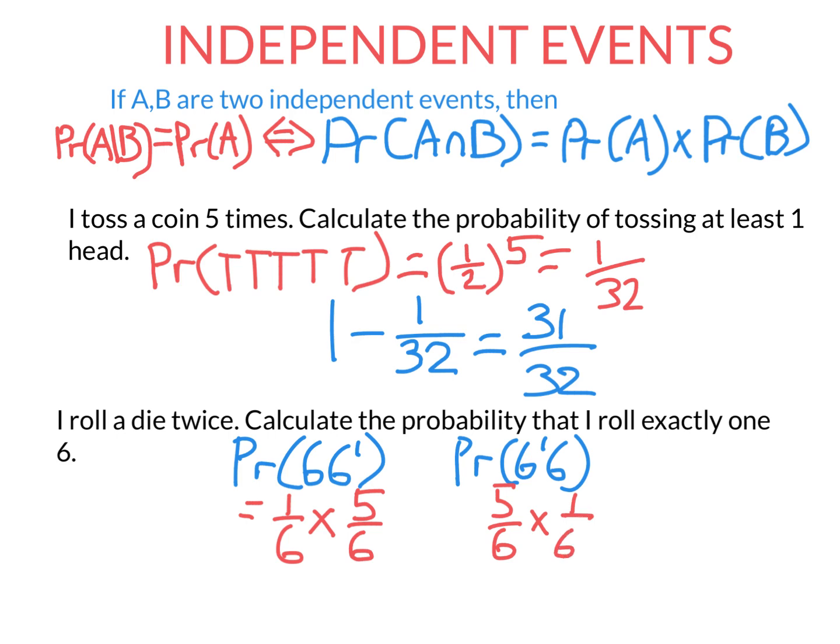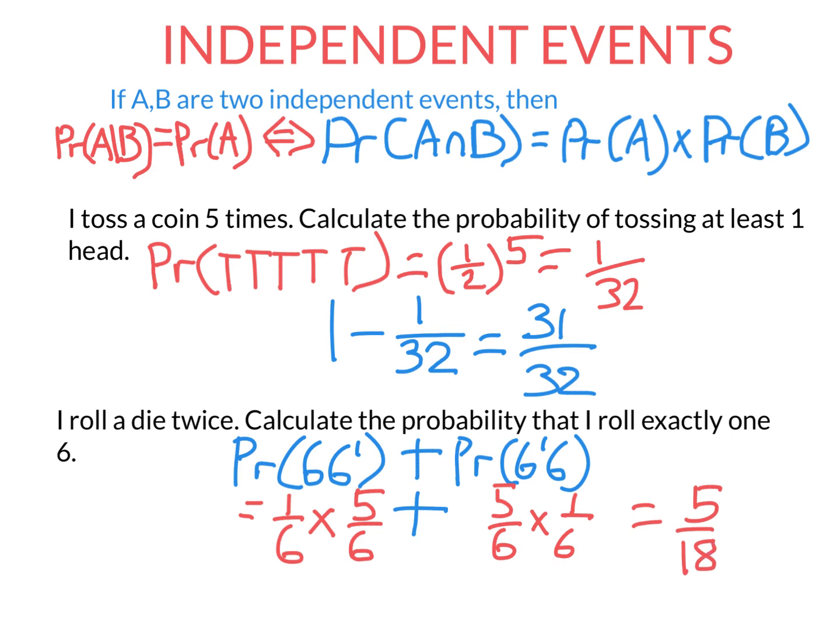Now in probability, we need to be really careful and really understand, are we completing an AND or an OR question? This was an AND question, this was an AND question, but when we want the probability I roll exactly one 6, we're saying what's the probability that this or this happens. When it's an OR problem, you actually add them. So my final answer here is going to be 5 on 36 plus 5 on 36, which is 5 on 18.